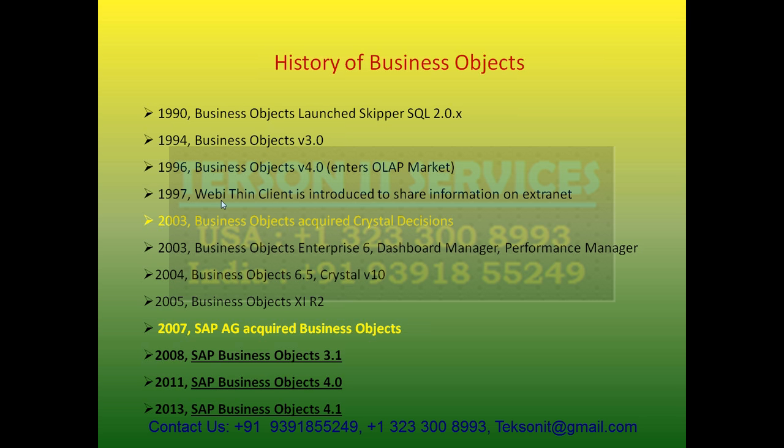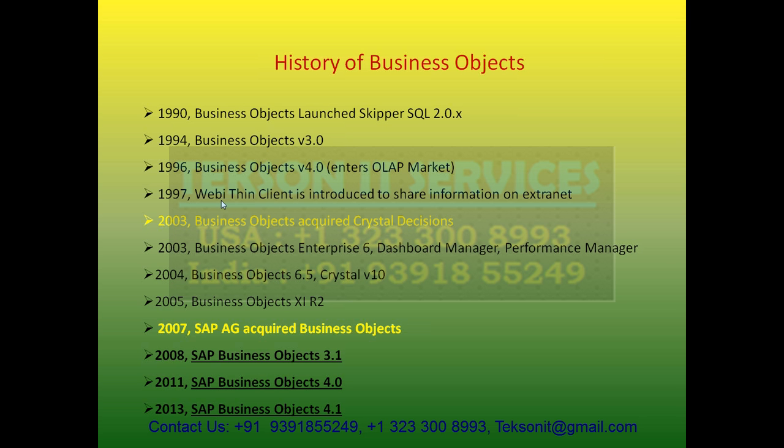And followed on the same year, they introduced a newer version called 6, and you can see a word called Enterprise. So the Enterprise version of Business Objects has come into picture only in 2003. And they introduced one new tool, which is Dashboard Manager. Basically, we will be understanding what this tool is when we go slightly further in this demo. But for now, you can just know that there was a tool called Dashboard Manager and Performance Manager that was introduced in 2003.